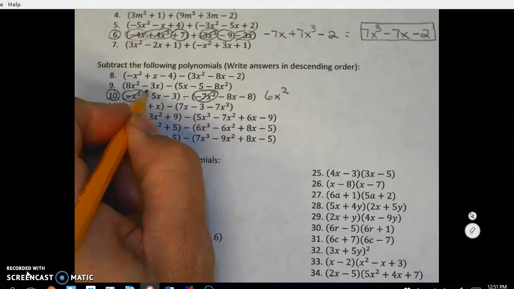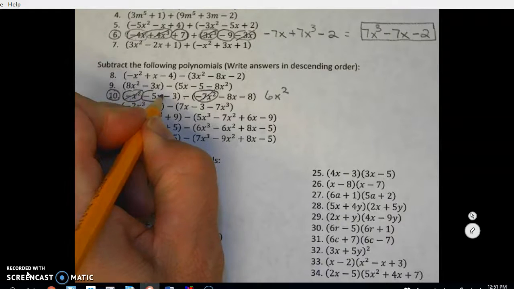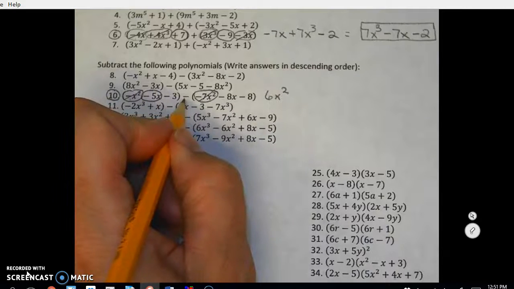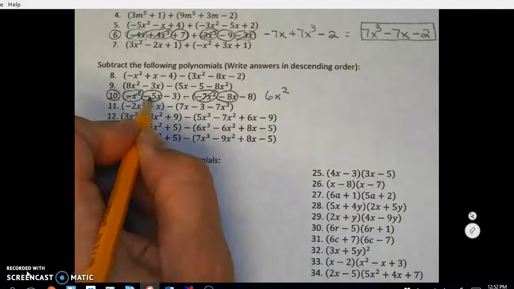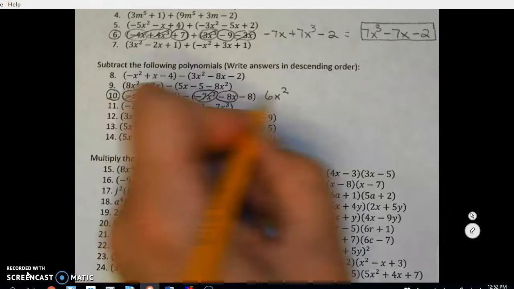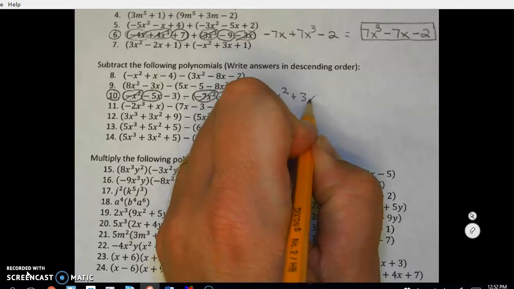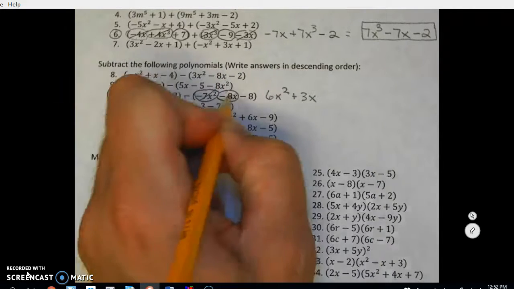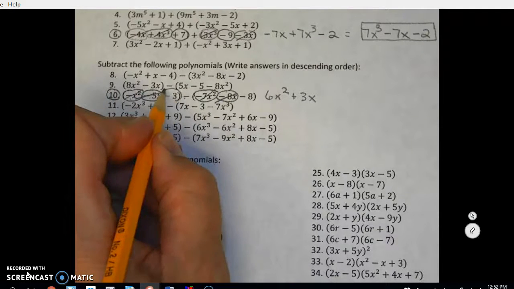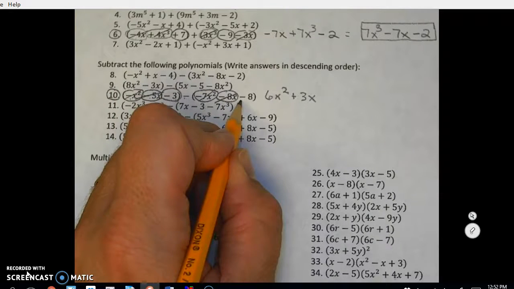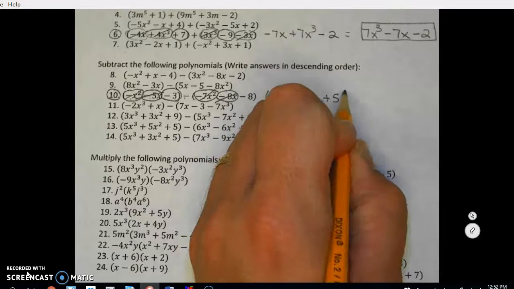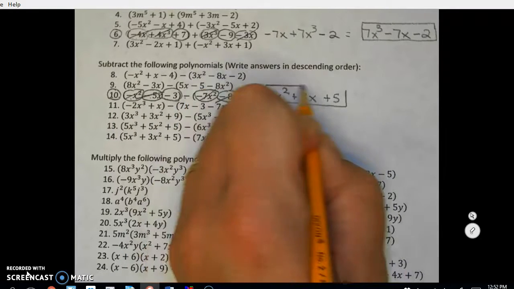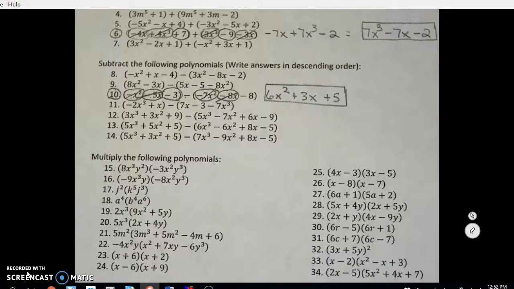Okay, next like term, negative 5x subtract negative 8x. That's going to be negative 5 plus 8, which is 3x. And now our constants, negative 3 minus negative 8, which is negative 3 plus 8, which is 5. And it's in the correct order, so we're done.